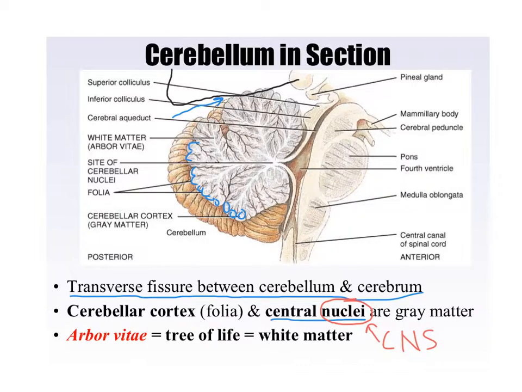Now, this is in red, so I guess we might need to know this. What's called the arbor vitae, which I believe is Latin, stands for tree of life. And all that is the white matter that's deep within the cerebellum. So if you look at this, it kind of branches off. This white matter, these myelinated axons, they branch off and look kind of like a tree. And that's what's called the arbor vitae. Will you need to know that? Yes. That's why I put it in red.